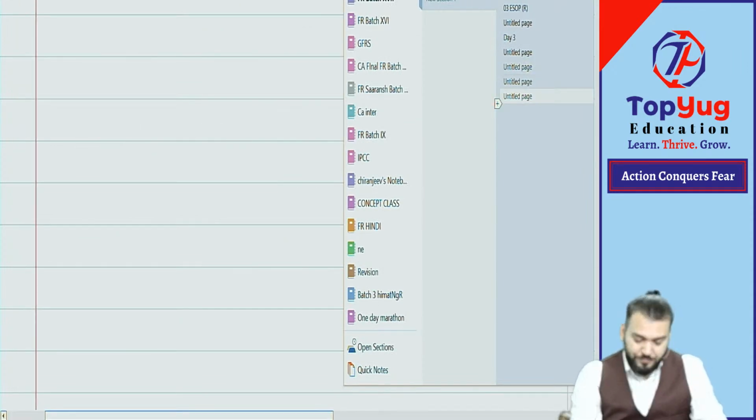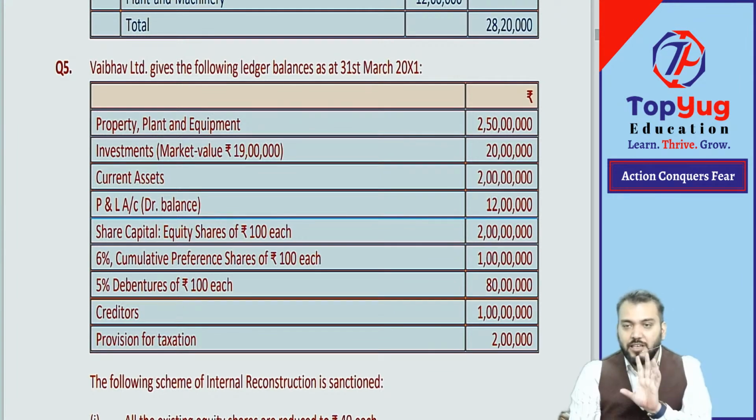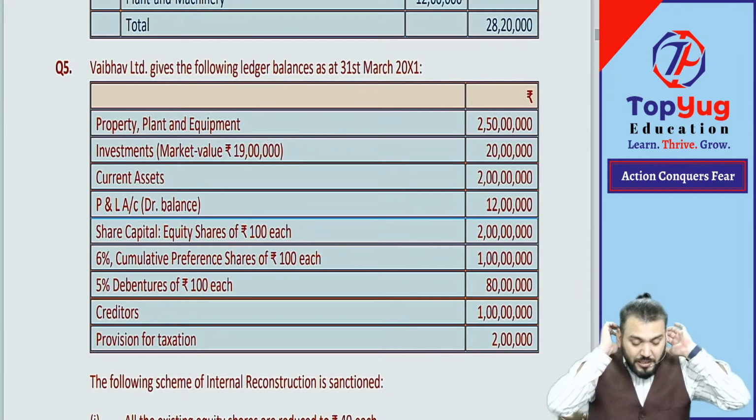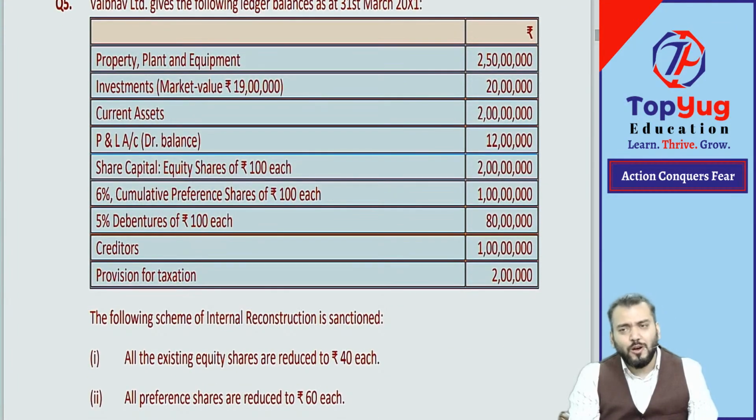Now let us come to one homework question. I have given question number 5. Let us read. Weber Limited gives the following ledger balances as at 31st March 2001. You can see property, plant and equipment, investment market value 19 lakh, book value 20 lakh, current assets, then debit balance of PL account. In this chapter, always debit balance of PL account. Then share capital: equity shares of rupees 100, 6% cumulative preference shares of rupees 100, 5% debentures, creditors, provision for tax.